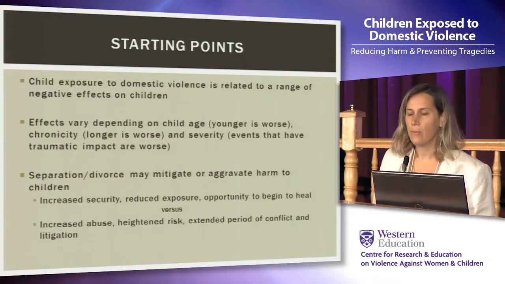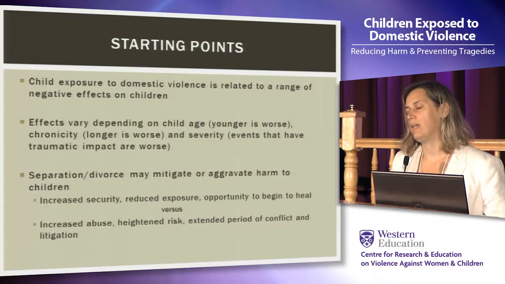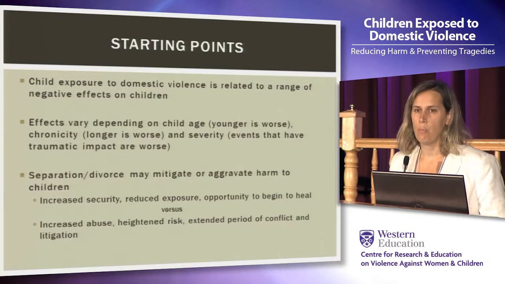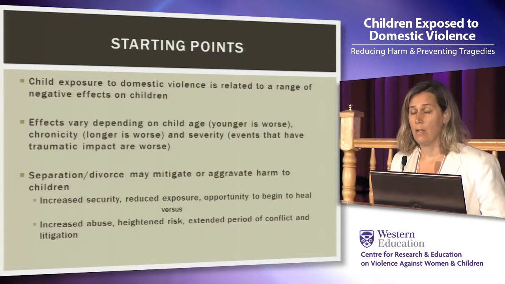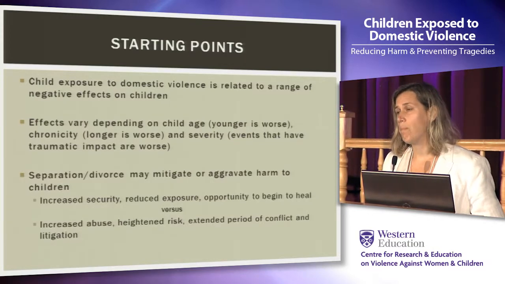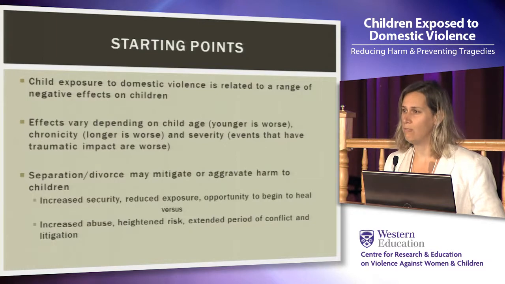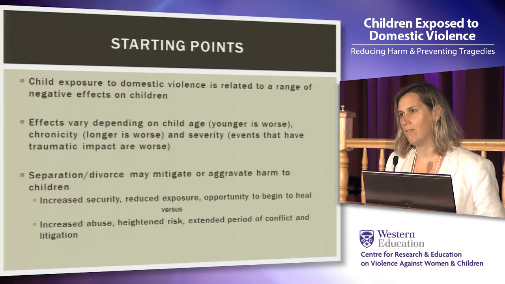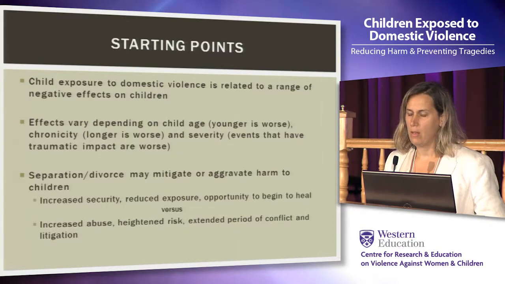Just in terms of starting points, very quickly, we all are starting from an understanding that child exposure to domestic violence is related to harm to children. We're all starting from the point of understanding that the effects vary. Younger children are more affected than older children in terms of the age of onset. Longer is worse. Events that are severe and have traumatic impacts are worse. And polyvictimization, the number of contexts and relationships in which children are victimized, makes the impact of any one event in one context worse.